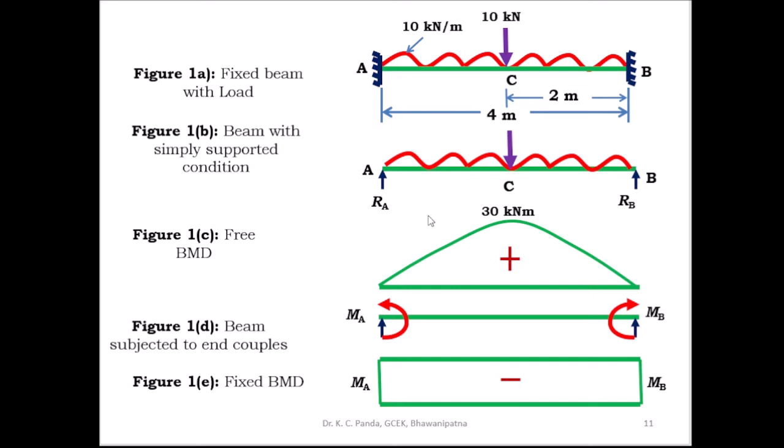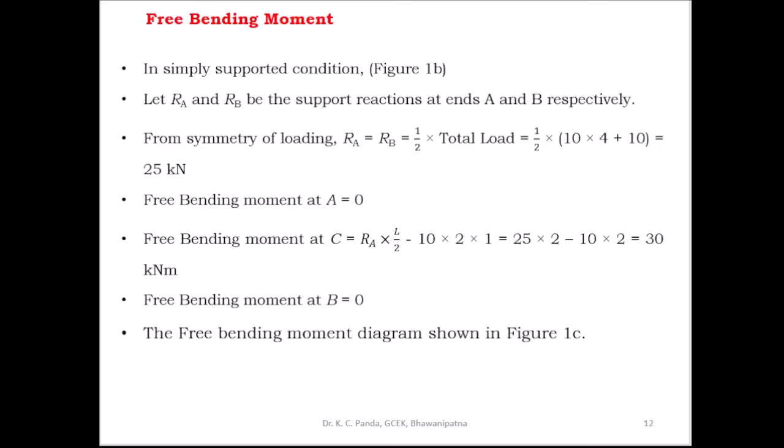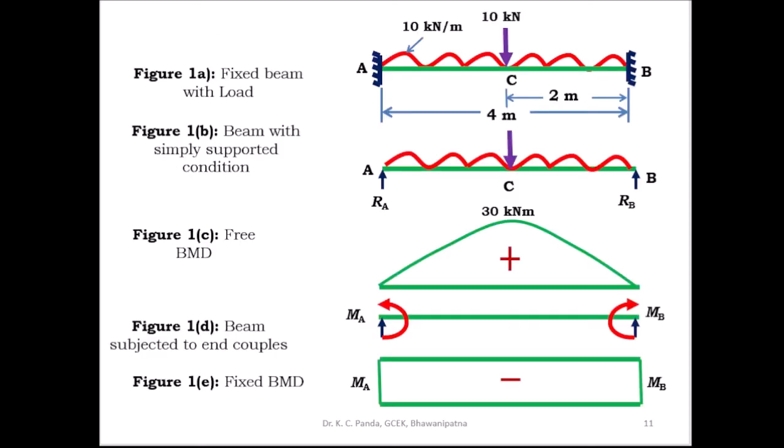So the moment at A is 0, and the moment at B is equal to 0, and the moment at C is equal to 30 kilonewton meter. Then after knowing the free bending moment, you can draw the free bending moment diagram. So this is the free bending moment diagram. So this is parabolic.